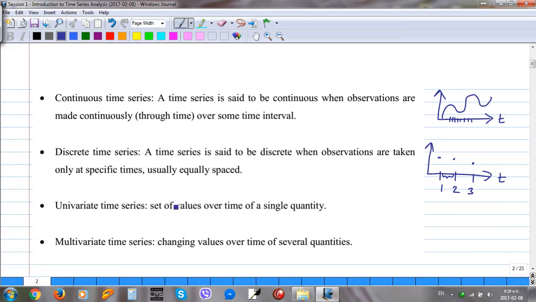Then the univariate time series is a set of values over time of a single quantity. If we take only a single quantity, that is univariate. If we take several quantities over time, like here with two quantities, 1 and 2, that is a multivariate time series. So you have to remember continuous time series, discrete time series, univariate time series and multivariate time series.